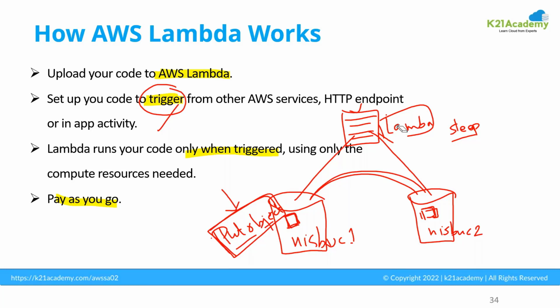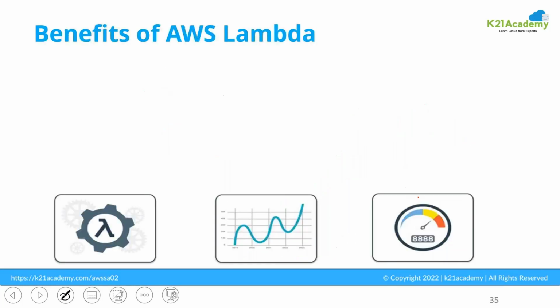Okay, so I'll create 2 buckets. One will be my bucket 1, another will be my bucket 2. Whenever I put an object in my bucket 1, it will automatically get replicated to my bucket number 2. This is how the Lambda works. This is one of the examples that I'm telling. So what you have to do is write the code and mention the trigger when to execute this code.